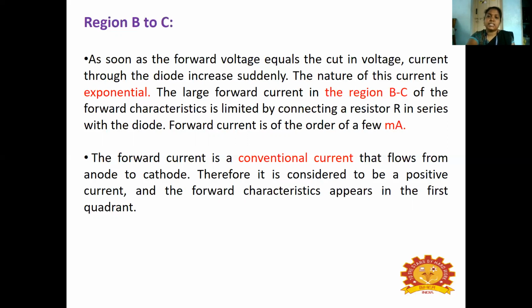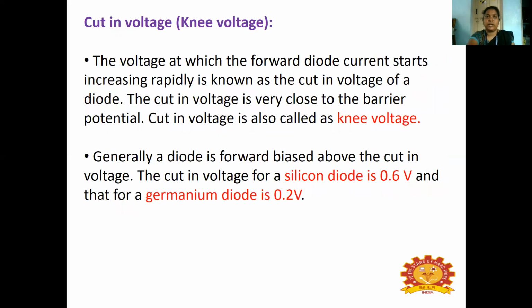The forward current is a conventional current that flows from the anode to the cathode. Therefore, it is considered to be the positive current. Of course, it is said to be positive in the forward bias and negative in the reverse bias. So the forward characteristics appear in the first quadrant.